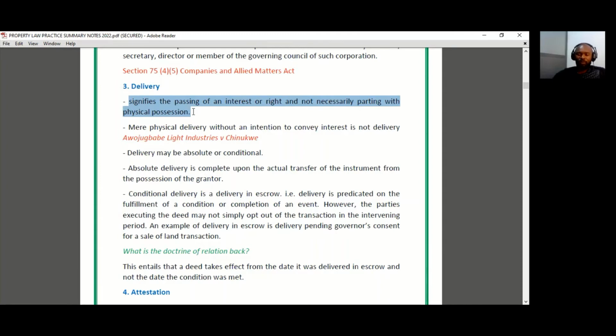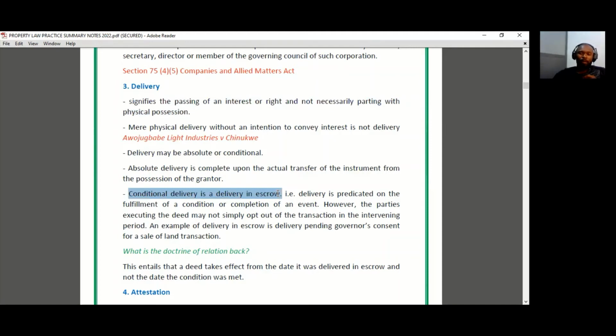And of course, deliveries are of two kinds. We have absolute delivery and conditional delivery. When we talk about absolute delivery, this is where after delivery is done, there is nothing else that needs to be done for it to be completed, while conditional delivery is when delivery is premised on the fulfillment of a condition precedent or the happening of an event. And another expression we use in referring to conditional delivery is delivery in escrow.